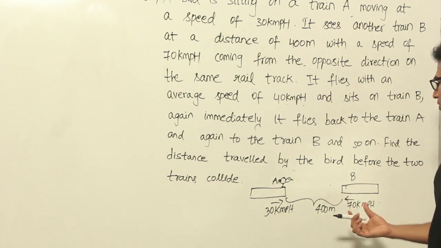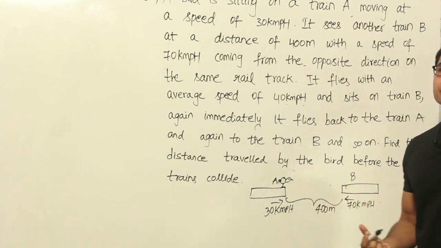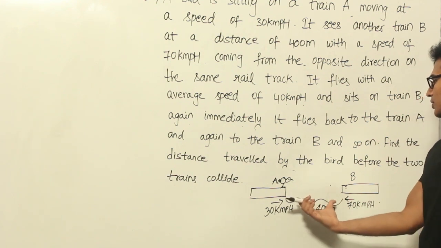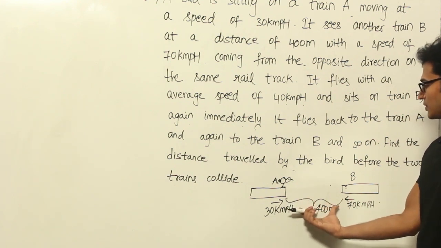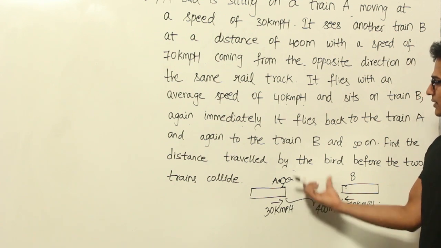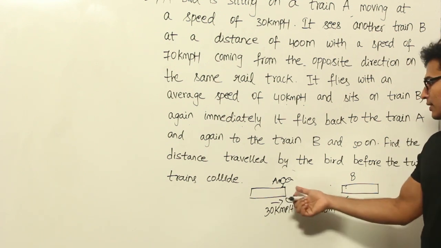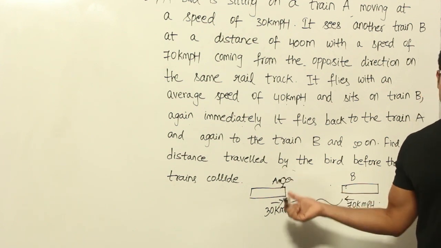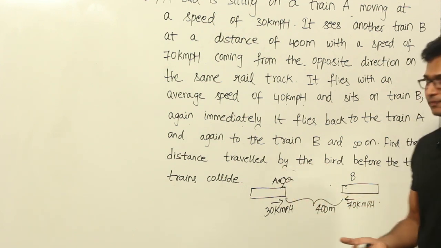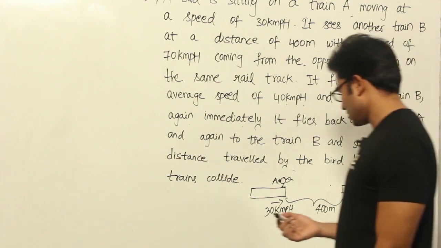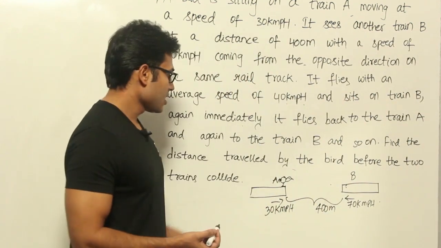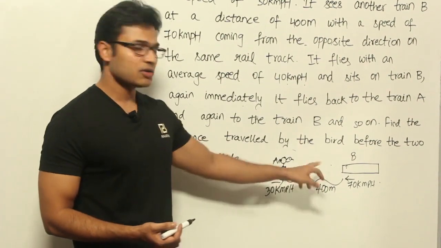Now let's try to find out when the collision is going to happen, right from this point, which means when the trains were 400 meters apart. From this point till the trains collide, let's find out how much time is left. In that time, using the speed of the bird, we can find out how much distance it has traveled. In order to find the time in which they are going to collide, you can understand that there is a relative speed concept here.